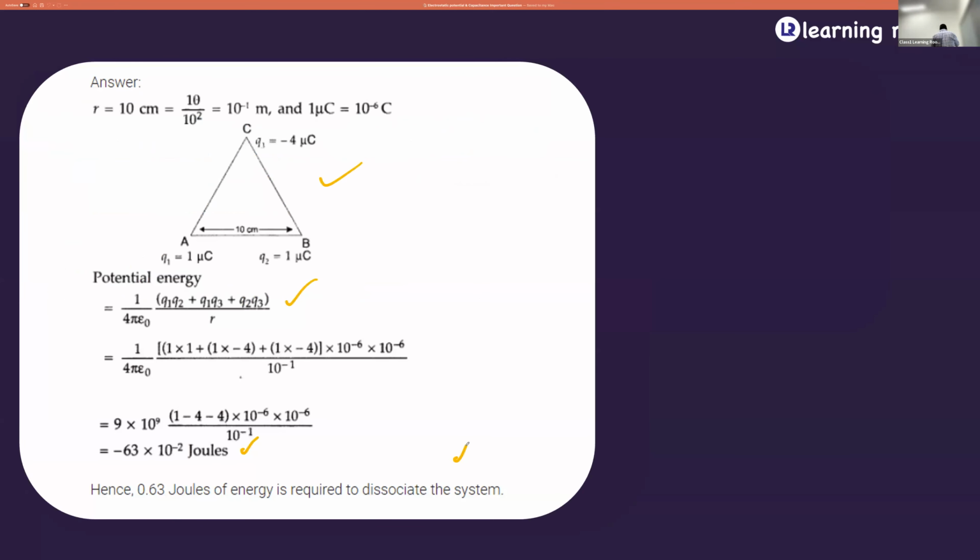So that's all for today. The next class will solve some problems based on capacitors.